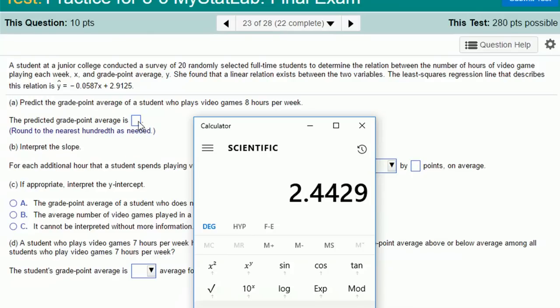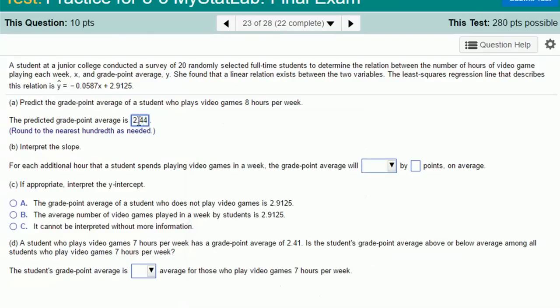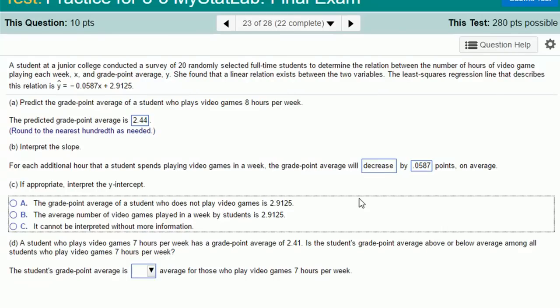2.44 is enough for this. 2.44. Interpret the slope. The slope means that since the slope is negative, for every additional hour of video games, the grade point average should decrease by about 0.0587 points on average. And if appropriate, interpret the y-intercept.